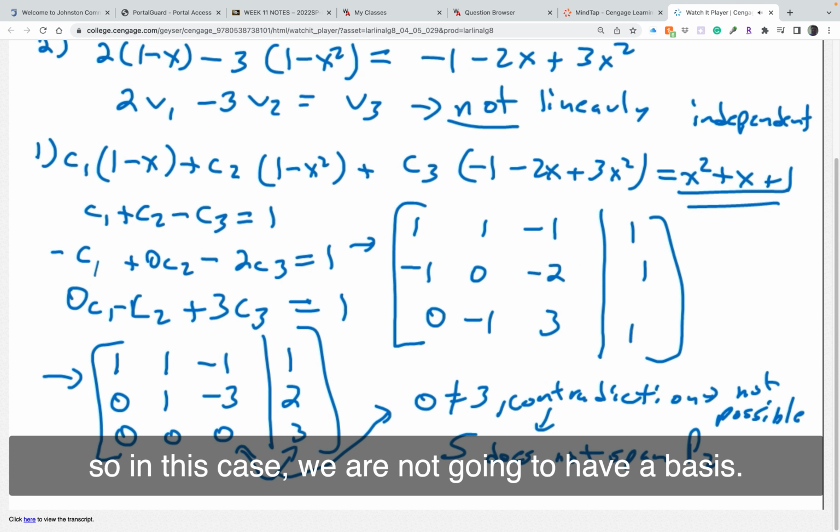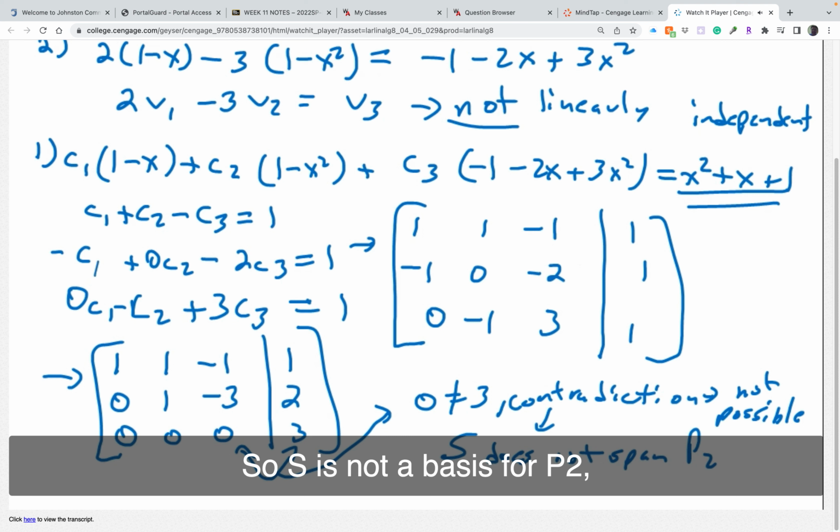So in this case, we're not going to have a basis. So S is not a basis for P2 because it does not span P2 and it's not linearly independent.